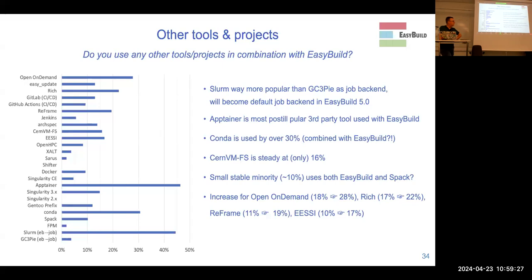Rich is a tool that EasyBuild can use to give you more colors in your terminal and progress bars and stuff. If you're not using that yet, do a pip install rich, then try EasyBuild again, and it will look a bit different in some cases. So just visually, that's a useful tool. More people are using ReFrame, and EESSI is starting to get some better adoption as well. So we hope to see that grow over the years too.